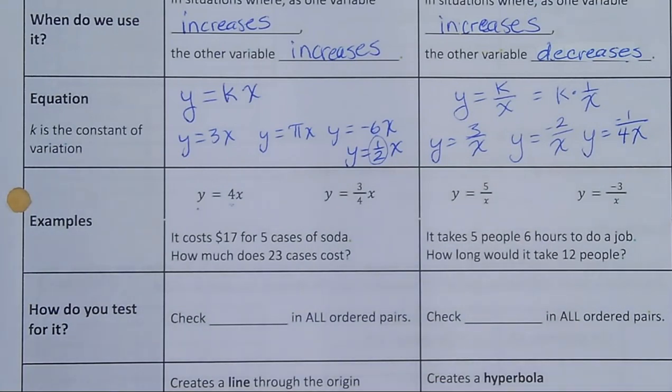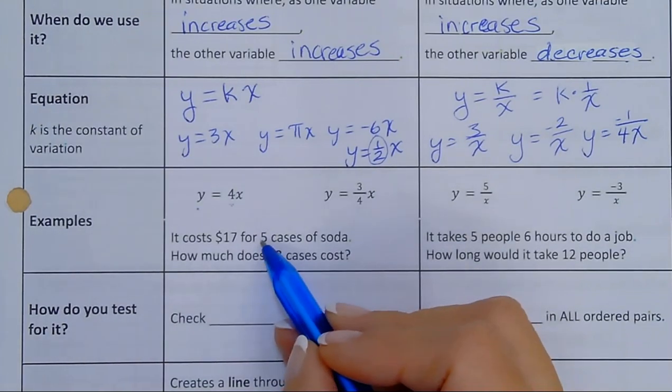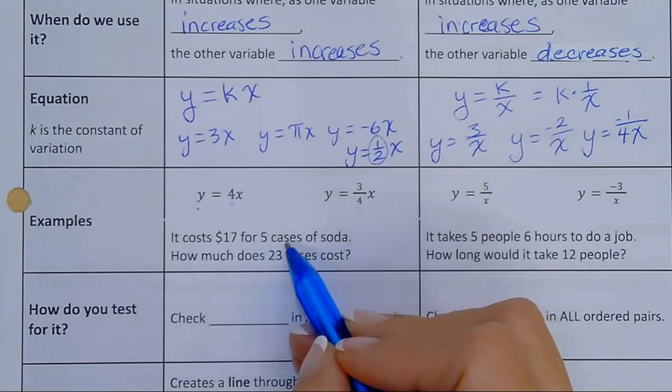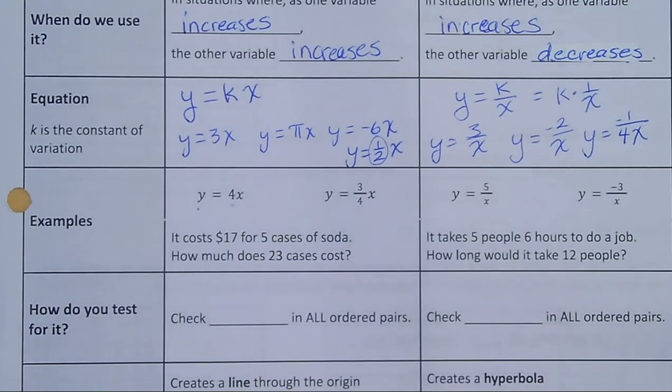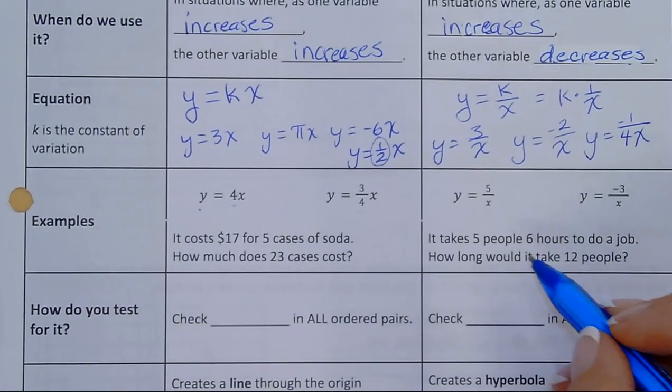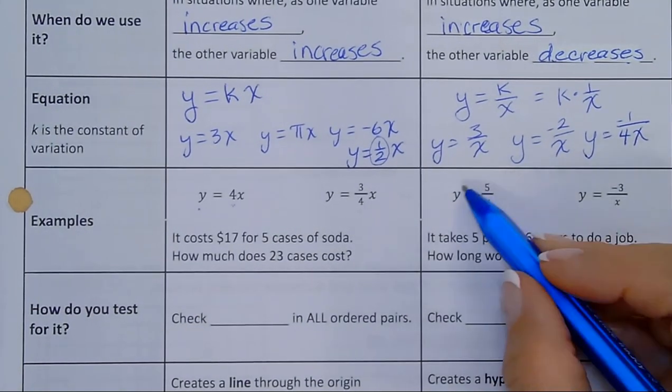Okay, and so I can think about the fact that as I increase my number of cases from 5 to 23, I'm going to increase my number of dollars from 17 to something, right? And we could figure that out if we wanted to, because y equals kx. So I could find k.